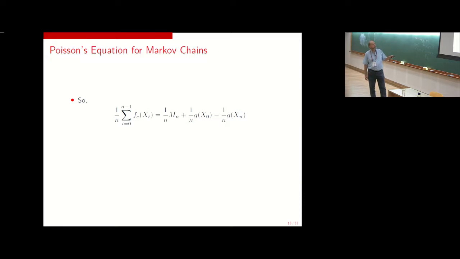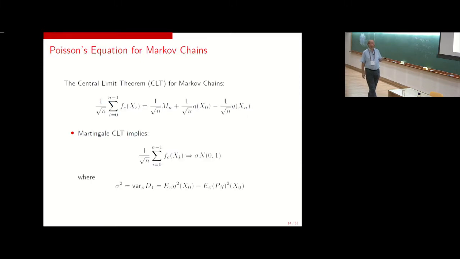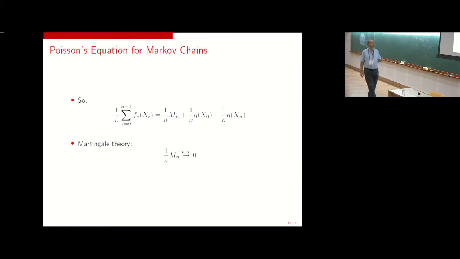Now the question is, how does Mn over n behave? And of course, there are lots of results from martingale theory that tell us when a sum of martingale differences, Mn divided by n, converges. So you just apply one of those martingale results, and voila, you have the law of large numbers for the averaged function values up to time n. So that's an illustration for the law of large numbers.